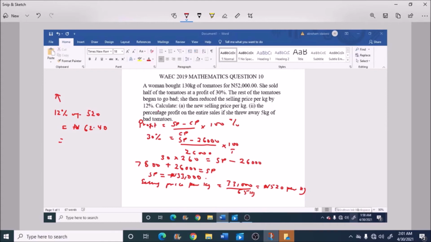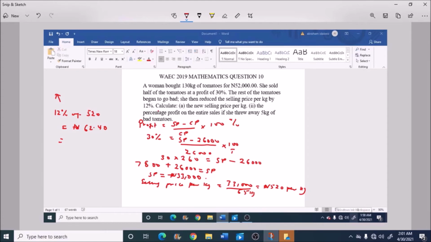Then let's come here for the second part of the question. Now we have, if the woman threw away 5 kilograms of bad tomatoes, then she actually sold 65 minus 5, which is equal to 60.